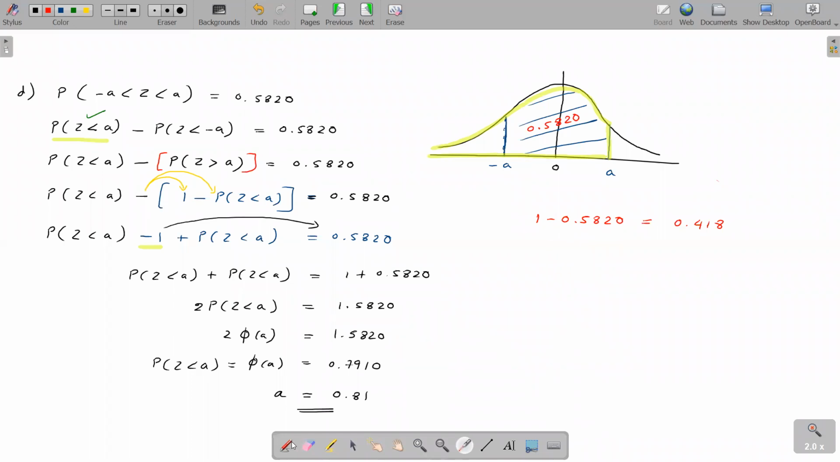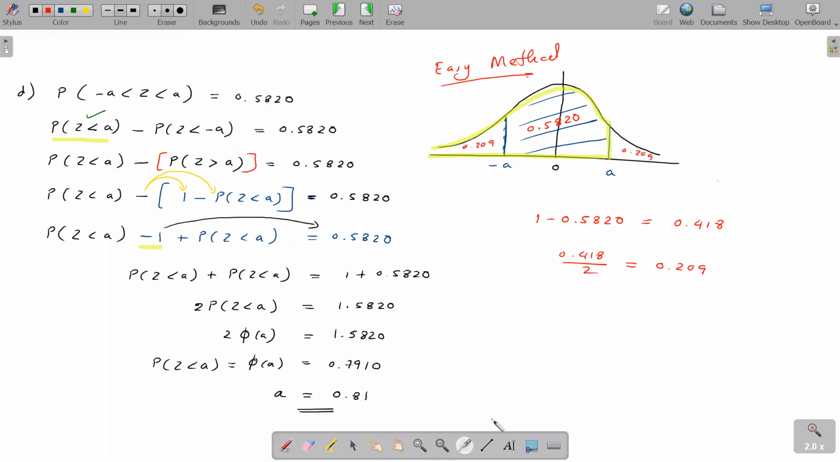Okay, guys, I think this is the easy method. So 1 minus 0.5820 gives you 0.418. That's the area of these two tails. And then divide it by 2. 0.418 divided by 2 gives you 0.209. So that's the area of each tail.